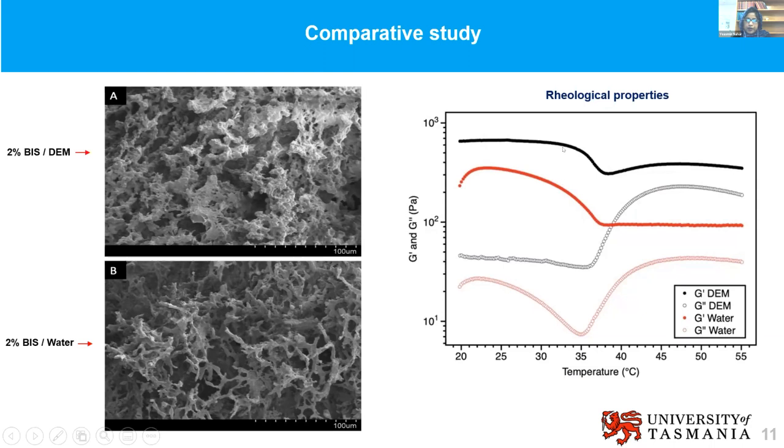The rheological properties also showed their elasticity, like the hydrogel prepared in deep eutectic monomer having a higher elastic modulus and complex structure than that prepared in water throughout this temperature range.